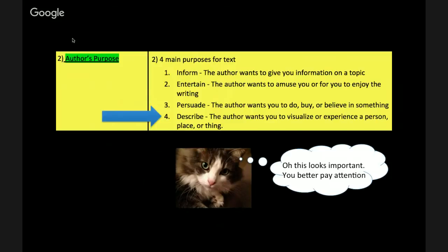And by the way, these purposes can also apply to literature. For example, entertain and describe. Entertain can describe a novel like The Outsiders or Diary of a Wimpy Kid. And describe could be the purpose of a poem, because poetry often describes things in detail.